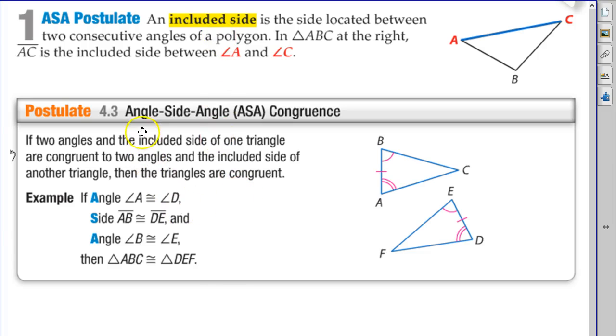Okay. So postulate 4.3 says if two angles and the included side of one triangle are congruent to two angles and the included side of another triangle, then the triangles are congruent. So if you have an angle, a side, and an angle: angle, side, angle.